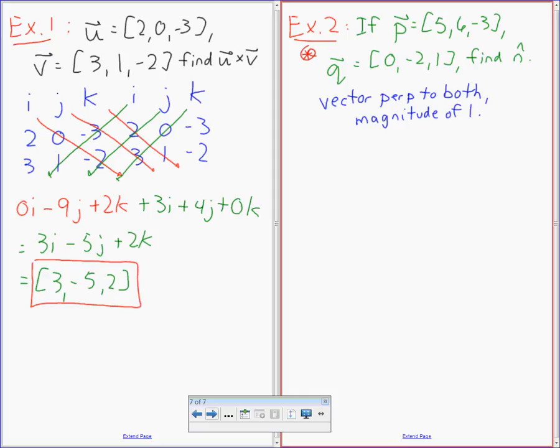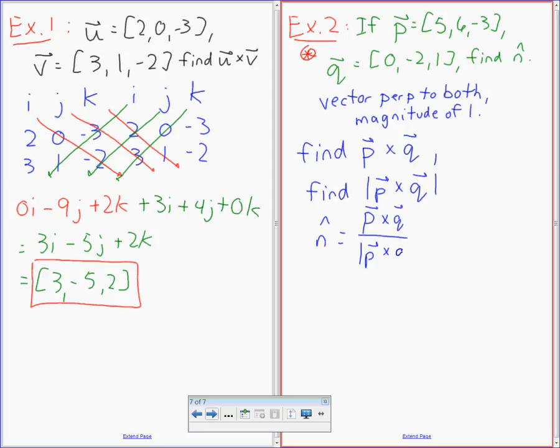So what I'm going to do is find the magnitude. I'm going to find P cross Q, which is what you guys are going to do. Then I'm going to find the magnitude of P cross Q, and then divide. So n hat is basically going to be P cross Q divided by the magnitude of P cross Q.